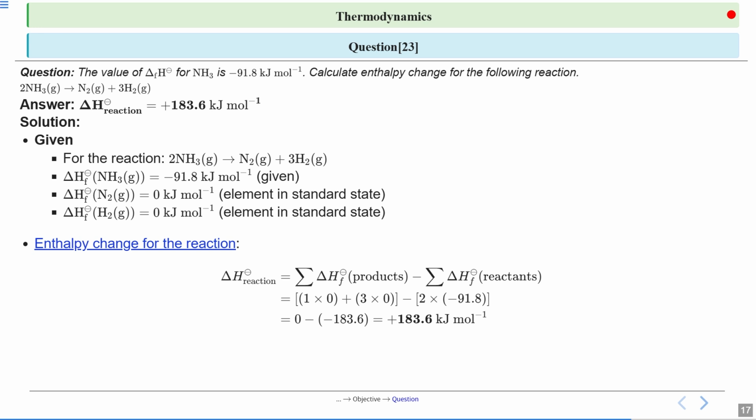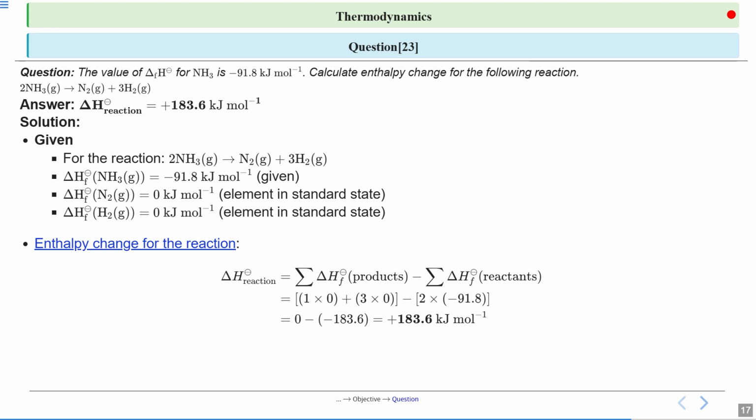So you will write it in terms of products minus reactants: delta H naught formation of products minus delta H naught formation of reactants. Both of your products are present in the standard state, so they will have a value of 0. Whereas for the formation of ammonia, the value is given as 91.8. If you calculate this, you will get your final value as plus 183.6 kilojoule per mole.